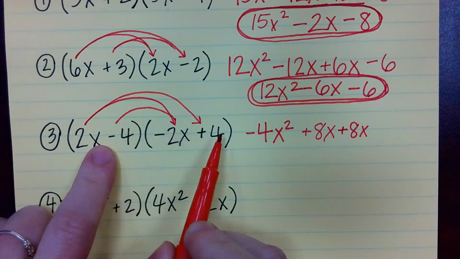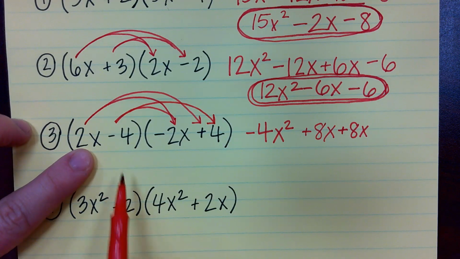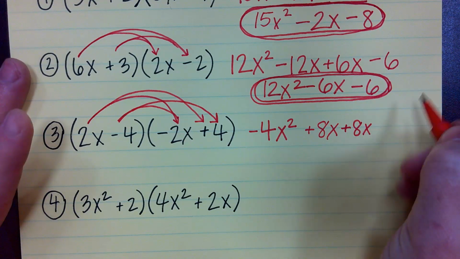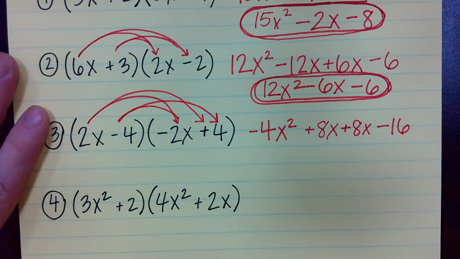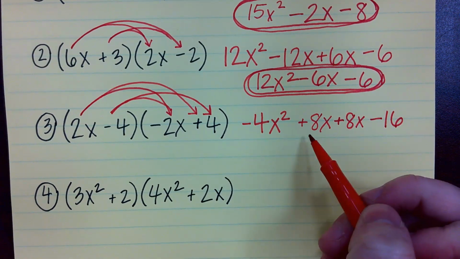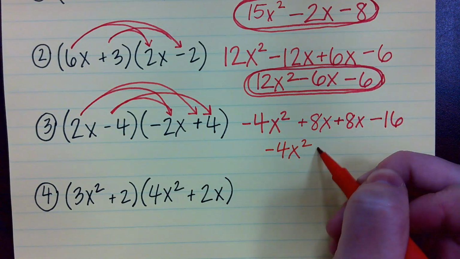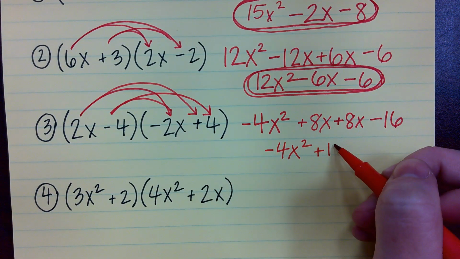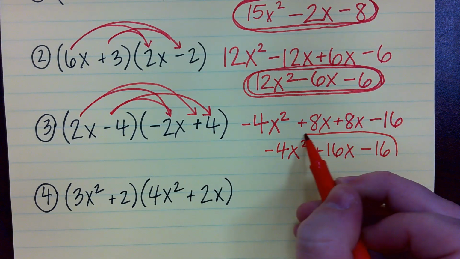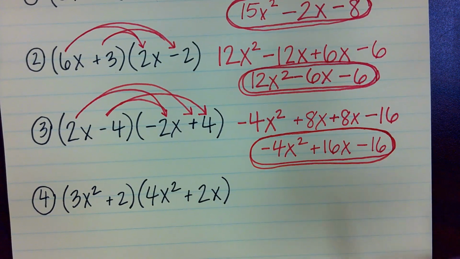All right, last step here. Oh, right, -4 plus 4. -4 times +4 is negative 16. Okay, are we done? No. What's my last step? We want to combine our 8x's. That's going to give me what? 16x. Yes. -4x squared plus 16x minus 16. Perfect. And then we circle it. Awesome, guys. Very good.